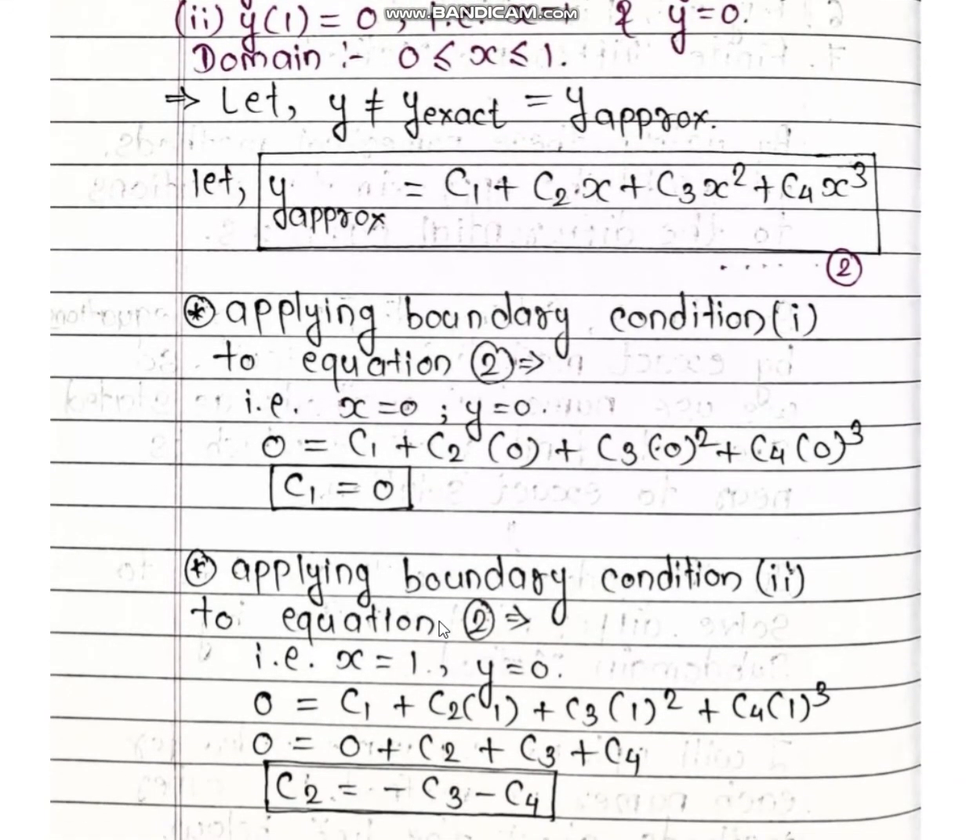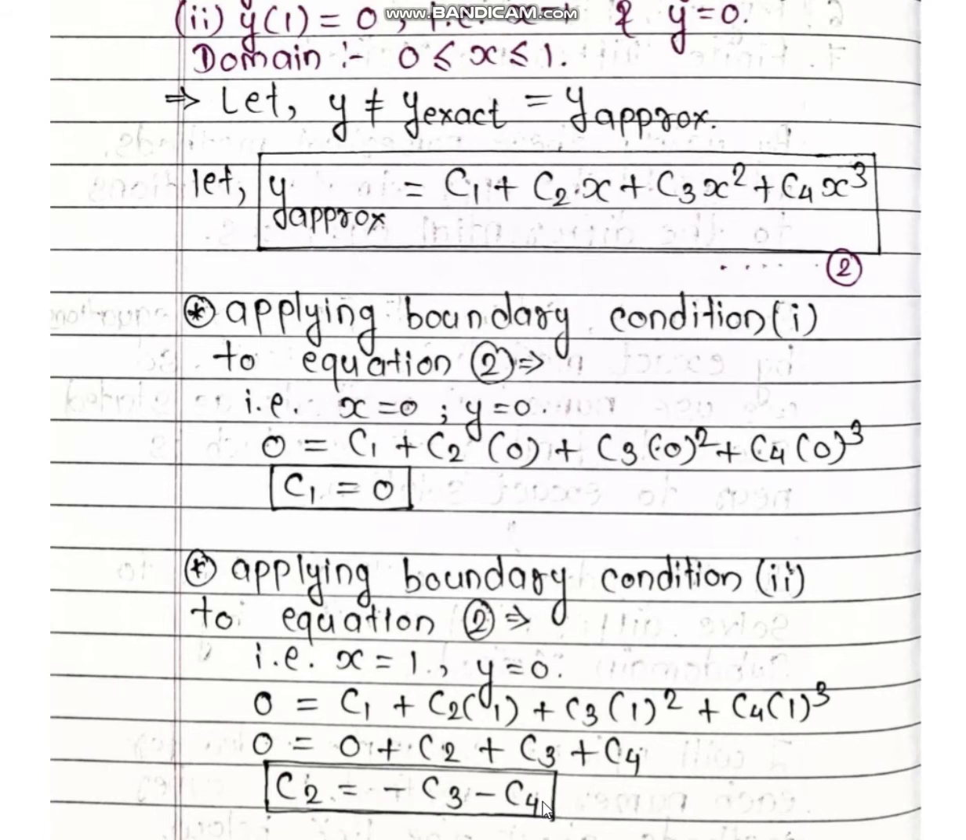The next task is applying the second boundary condition to equation number 2. The second boundary condition states that when the value of x equals 1, the value of y equals 0. So by putting x equals 1 and y equals 0 in equation number 2, we get 0 equals c1 plus c2 into 1 plus c3 into 1 square plus c4 into 1 cube. After solving it, we get 0 equals 0 plus c2 plus c3 plus c4. Calculating in terms of c2, we get c2 equals minus c3 minus c4.